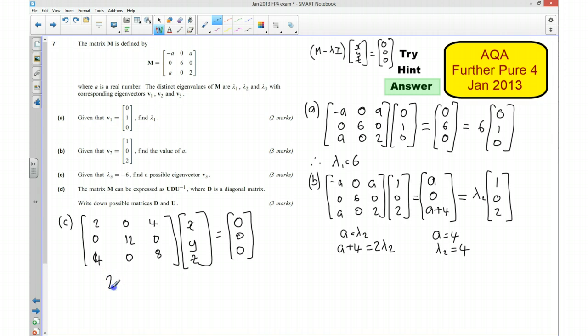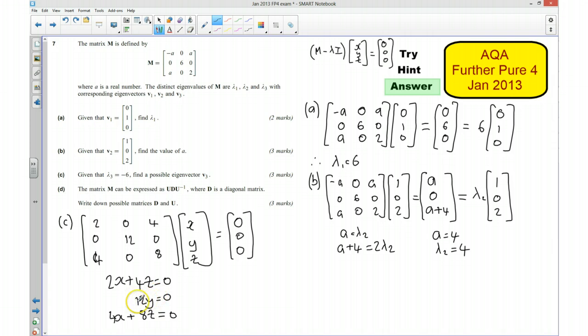Right, okay, so if I now expand this out, I've got 2x plus 0y plus 4z is equal to 0, so 2x plus 4z is equal to 0. I've also got 0x plus 12y plus 0z is equal to 0, so 12y is going to be equal to 0, and I've also got 4x plus 0y plus 8z is equal to 0, and you might spot that the last equation and the first equation are essentially the same.